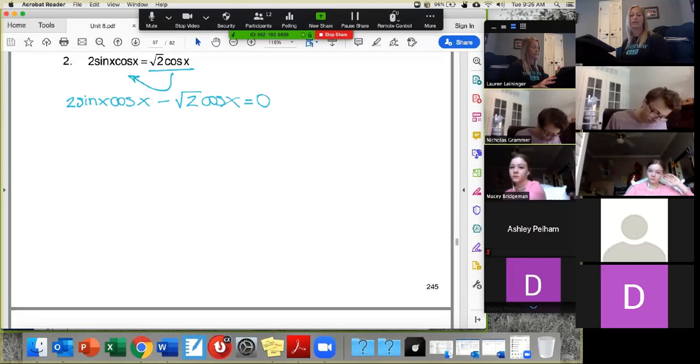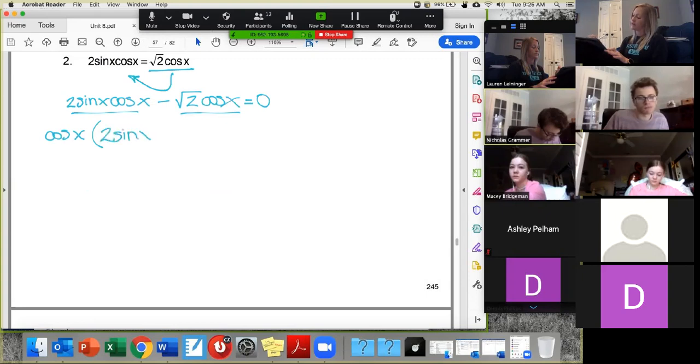Now, whenever we factor these kinds of things, we always have to look for what first? Something to pull out: the greatest common factor. We always, always, always look for that first. That applies in trig too. So if I'm looking at these two terms, what is my greatest common factor? Cosine. I'm going to pull it out. In the first term, I'm going to be left with 2 sine of x. In the second term, I'm just going to be left with what? Root 2.